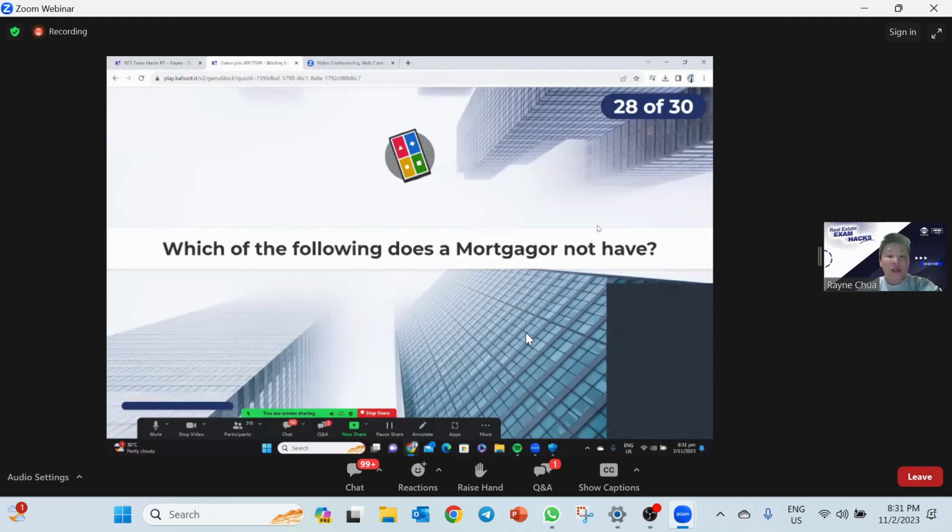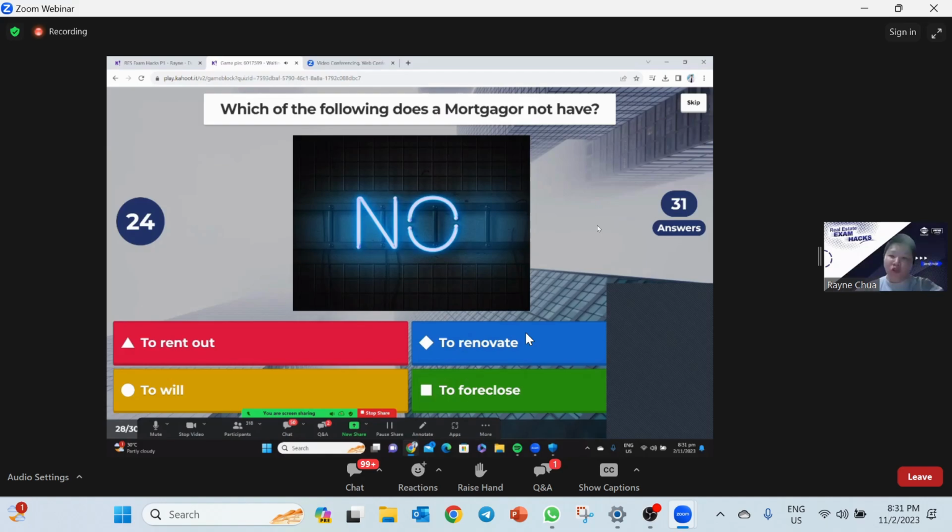Ask yourself, which of the following does a mortgagor not have? A little bit of a mistake there. Which of the following is the mortgagor not able to do? Okay, not able to do. It's a missing word, but the answer should be quite easy. So, which of the following rights does a mortgagor not have?